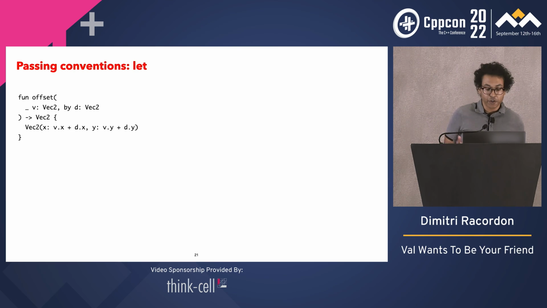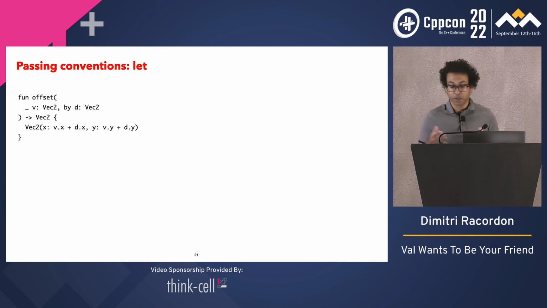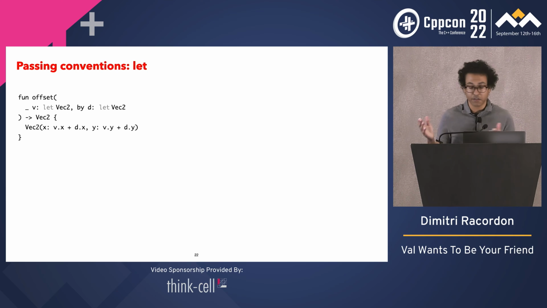And now let's define a function that offsets a vector by a given amount on both of its components. With pass by value, such a function could be defined like this. The parameters of offset use the default convention, which is called let. And it denotes pass by value. Because it's a default, no annotation is needed, but we can make it explicit if we want.